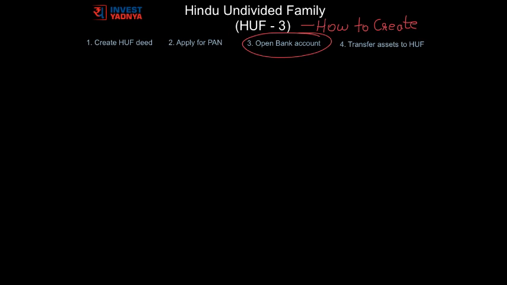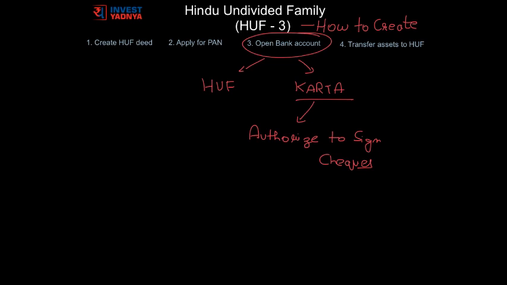Third is to open a bank account in the name of HUF. As regards the bank account of a HUF, it should be either in the name of HUF or in the name of Karta of HUF with a specific declaration that the account is that of a HUF. The members should also be careful and not deposit their personal funds in the HUF bank account, as only funds belonging to the HUF can be kept in it. Normally, only the Karta is authorized to sign all the cheques and operate the account on behalf of the HUF. However, he may also authorize any other member of the HUF to operate the same on behalf of HUF.